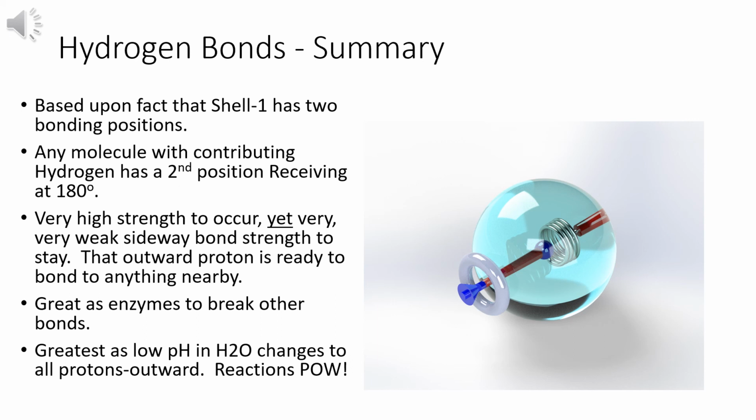So, hydrogen bonds are mostly based upon the fact that shell 1 has 2 bonding positions, and hydrogen has only 1 electron position filled. So, any molecule with contributing hydrogen has a second position receiving at 180 degrees. That creates a powerful combination. Hydrogen bonds have very high strength to occur, yet very, very weak sideway bond strength to stay. That is, very sticky, but not permanent.